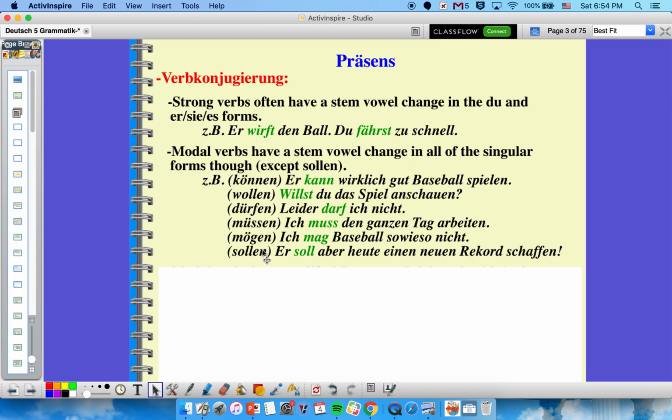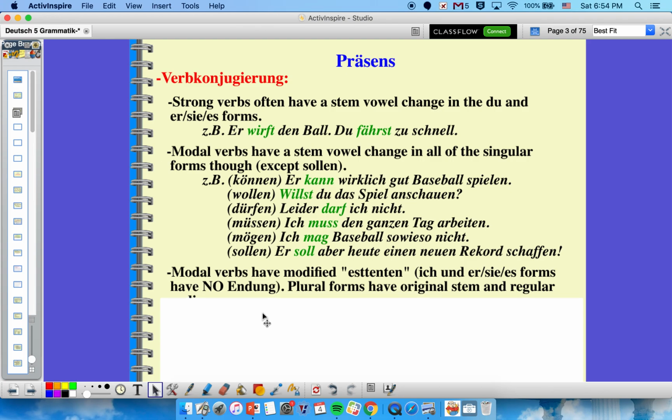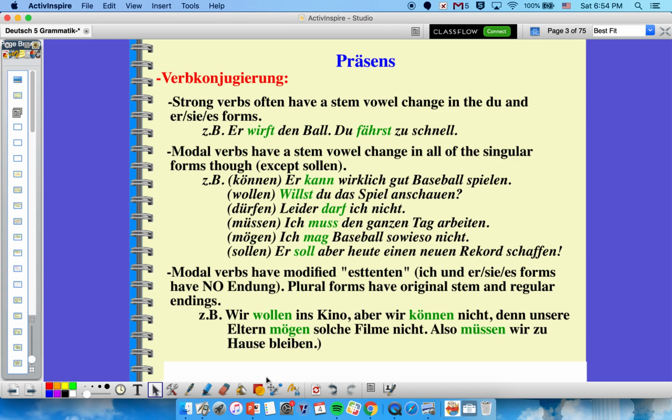So if you were to use any of these in the plural forms, they would go back to their original stems and the original endings as well. So the other thing that is different is that modal verbs have modified endings. So the ich and the er/sie/es forms have no ending at all. And that's why you see up here kann instead of having a t there, and ich darf instead of having an e there. But the plural forms, again, they have their original stem, so they go back to this form, and they have the regular endings, whether it's en or t.